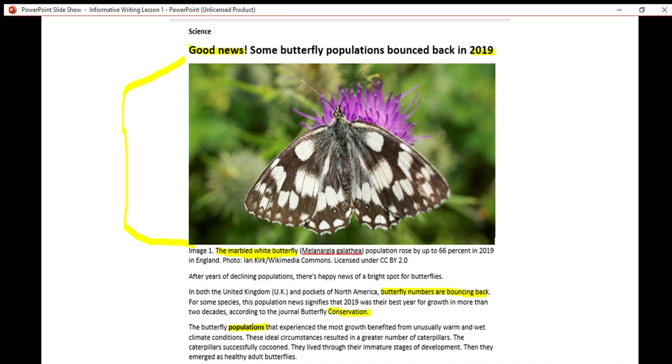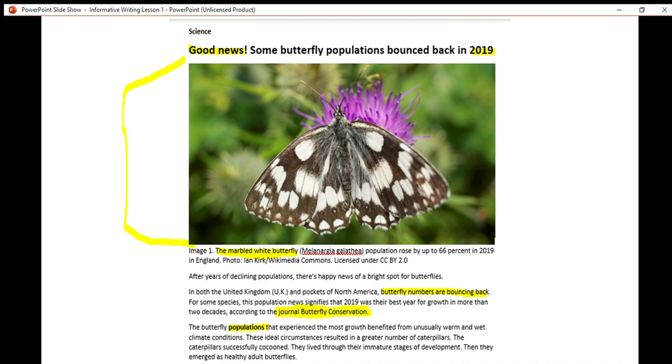So sometimes in an informative text, you use the article to help you write, and you give them a shout out, like it's from the journal Butterfly Conservation. So you're using facts from a different source, and you're naming what that source is.